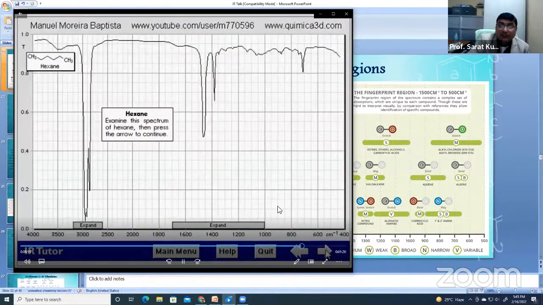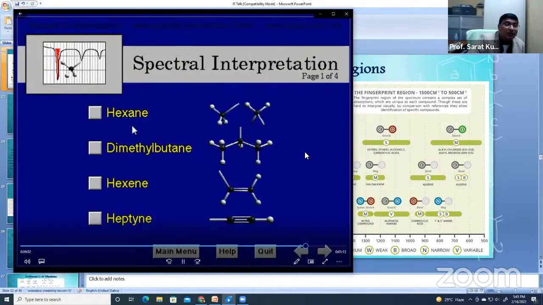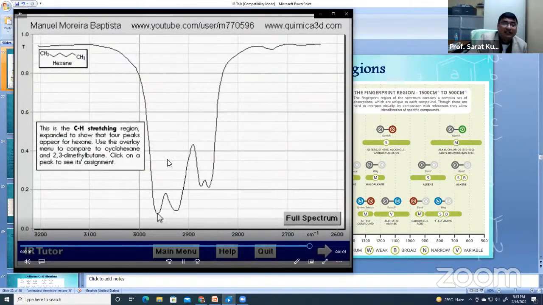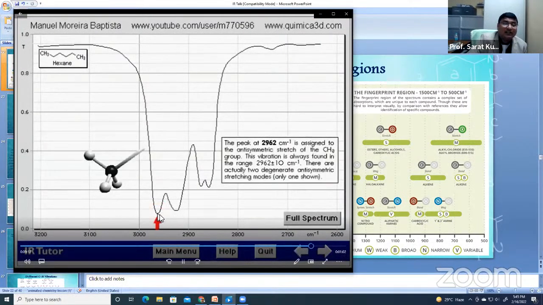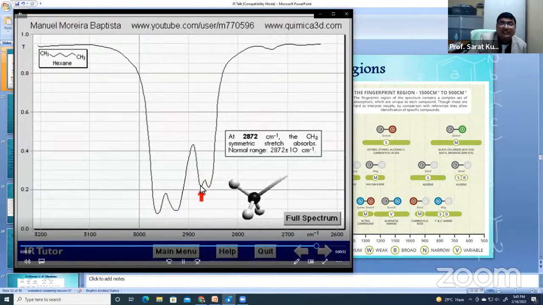Suppose this is hexane. Let's take the example of hexane. This is the structure of hexane. These peaks come at around 2900, 2950, and this is due to CH stretching. Then this one comes at 2872, which is CH2 stretching.